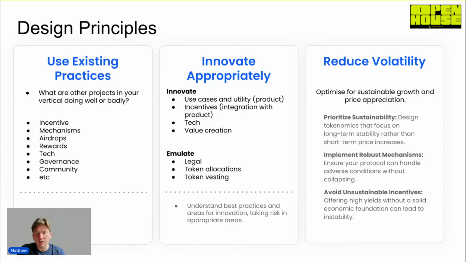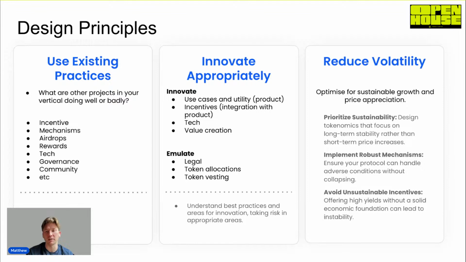And over the long term, we want to reduce volatility. We want to optimize for sustainable growth and price appreciation for the long-term success of our project. Because I think designing tokenomics that focus on long-term sustainability over short-term price increases allows for the product to continue building and focusing on that iteration. Any unsustainable short-term price movements can be a huge distraction and challenge.